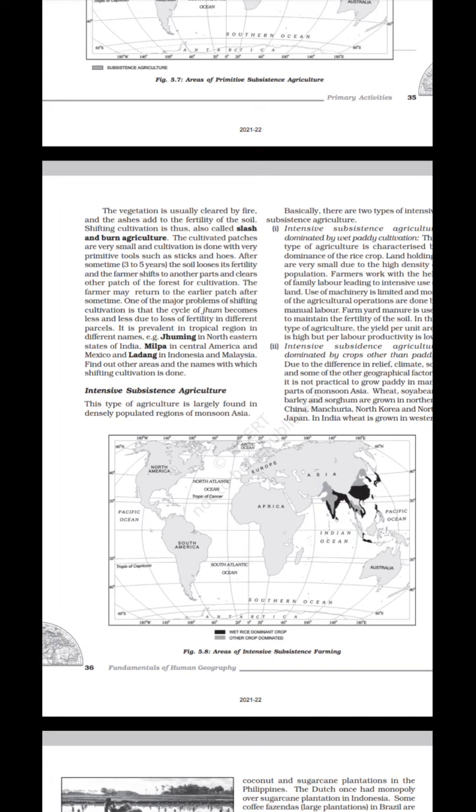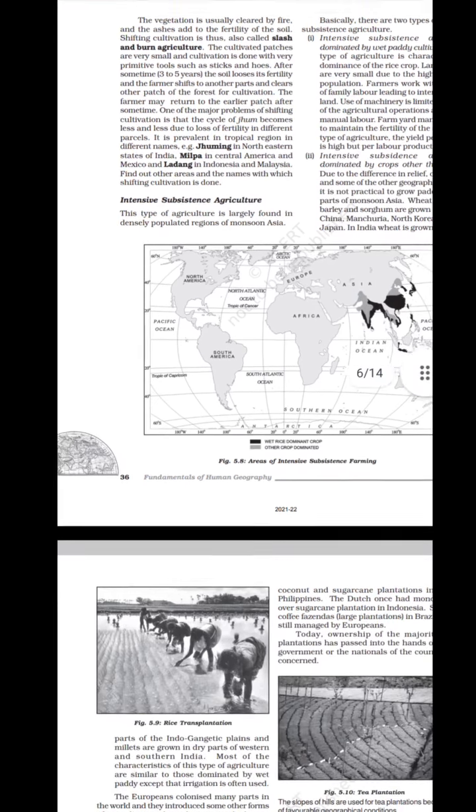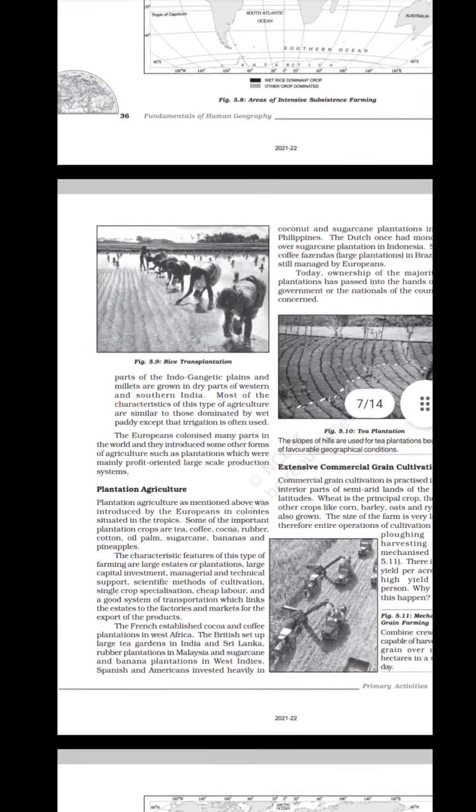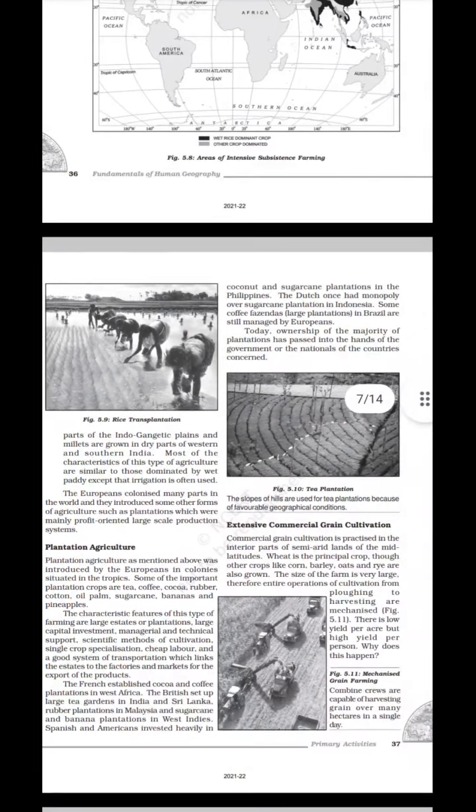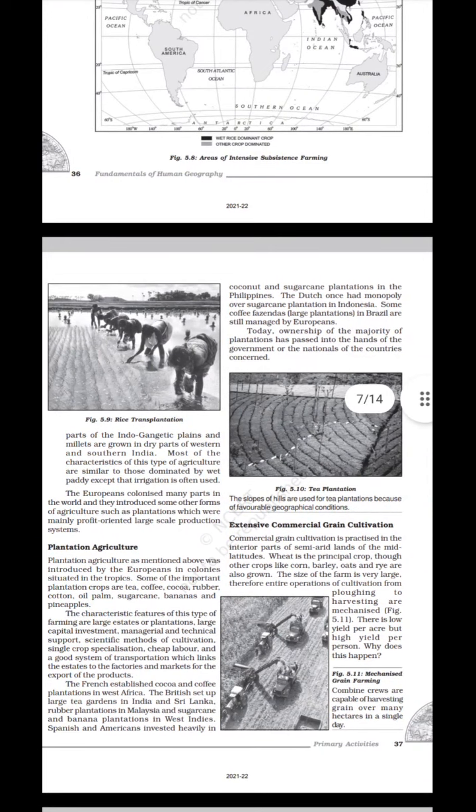In India, wheat is grown in western parts of the Indo-Gangetic plains, and millets are grown in dry parts of western and southern India. Most of the characteristics of this type of agriculture are similar to those dominated by wet paddy, except that irrigation is often used. The Europeans colonized many parts of the world and they introduced some other forms of agriculture such as plantations, which were mainly profit oriented large scale production systems.